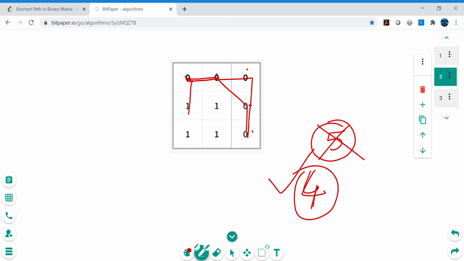Also just remember we cannot go to a blocked cell, because we cannot move to a cell that has the value 1. So 1 means the blocked cell, and 0 means empty, and we can move only to an empty cell. All right, so this is the problem.